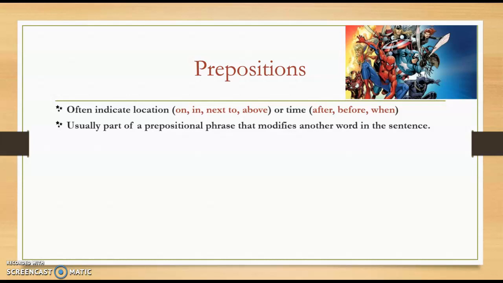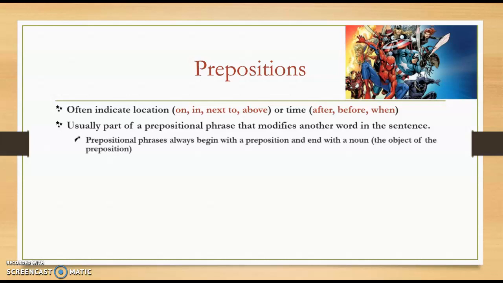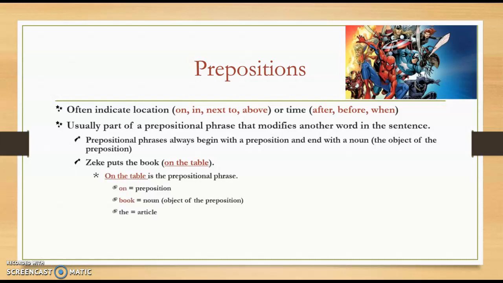So the prepositional phrase describes another word or phrase. It always begins with a preposition and it always ends with a noun. So if we get Zeke puts the book on the table, this is location, and we have the preposition on, and then it ends with the noun table, and there's an article in between. So on the table is the prepositional phrase. They can be anywhere in the sentence, and there can be many or there can be none.